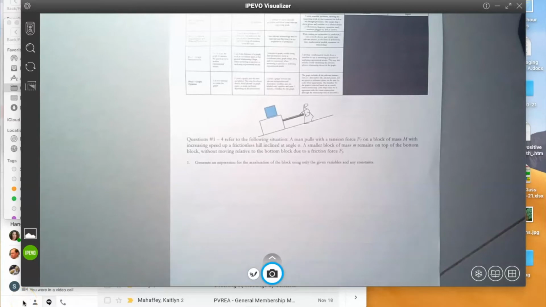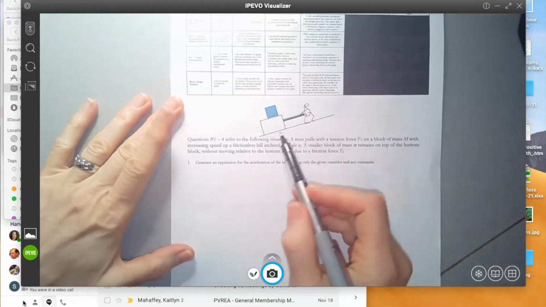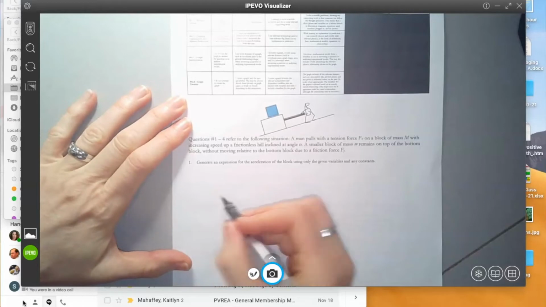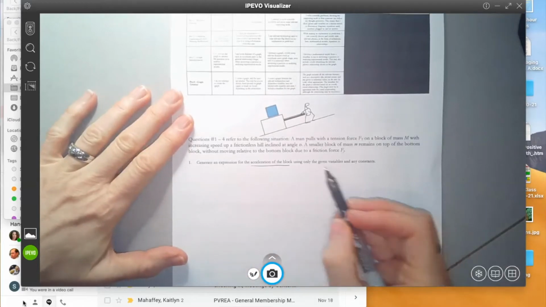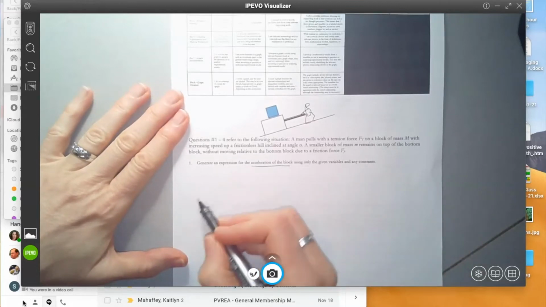All right, we're going to do the checkpoint. It's the third one. Looks like this. It has a person pulling this system of blocks up the incline. So we're going to generate an expression for the acceleration of the block using only the given variables. So let's get a good sketch of this.